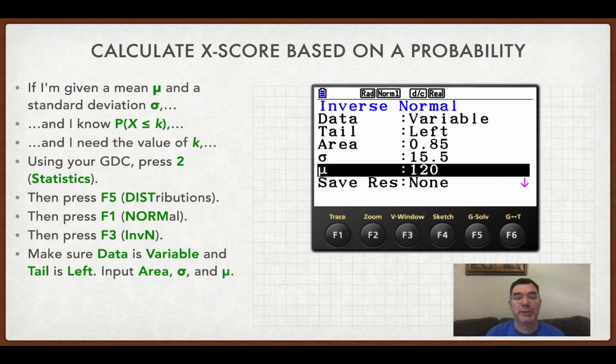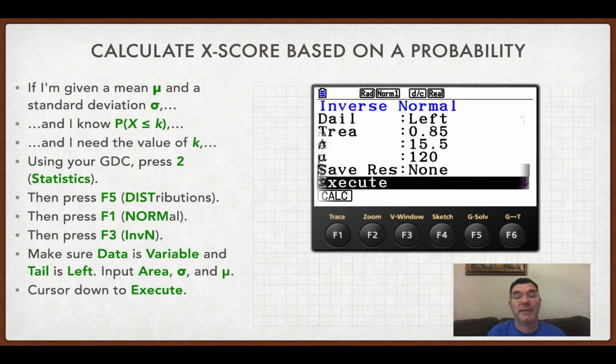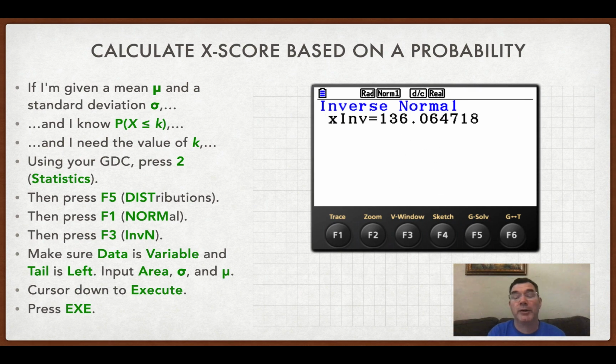All right, so what I do is I make sure that my data is variable and I make sure that the tail is left because I was given the probability that X is less than or equal to a certain value and I need that value. Okay, and I'm just plugging in 85%. Let's say that I needed to find the value so that 85% of the data is less than that value. Let's say I was given that the standard deviation was 15.5 and that the mean was 120. So I enter all of that in and I go down to execute and I get a value of 136.